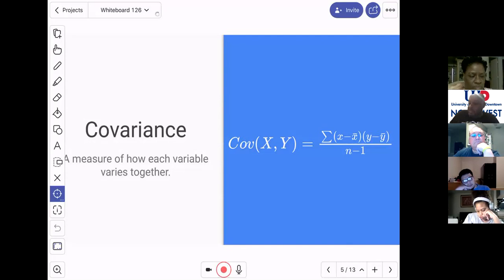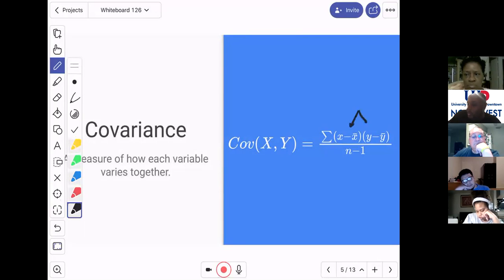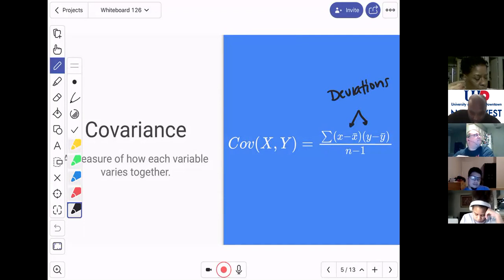And it's based off of this formula right here. I want you to understand that in this formula, this right here is what we call deviations. We've talked about deviations, by the way. What is a deviation? Can anybody remind me? What's a deviation? Isn't it the distance from the mean? That's exactly what it is. So look what I have.